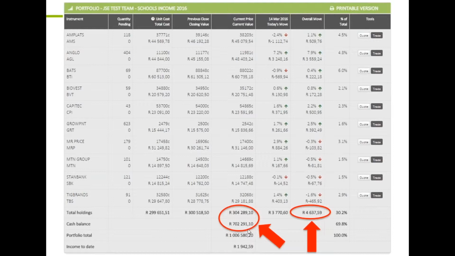The 700,000 is still available in cash, and you've got to remember that you need to keep 400,000 at all times. So technically speaking, right now you can only spend another 302,000 Rand, because the other 400,000 you must keep in cash. This 4,637 over there is what we call the growth that is taking place during the course of the day, the movement as to what is happening in your portfolio, and that growth is important for you for the game.